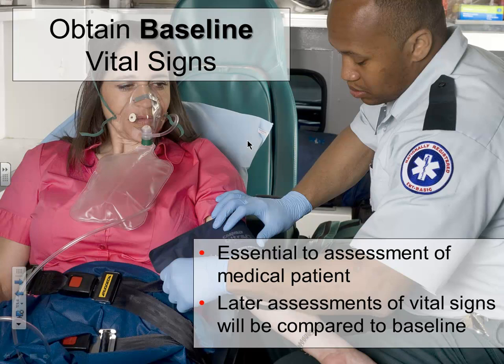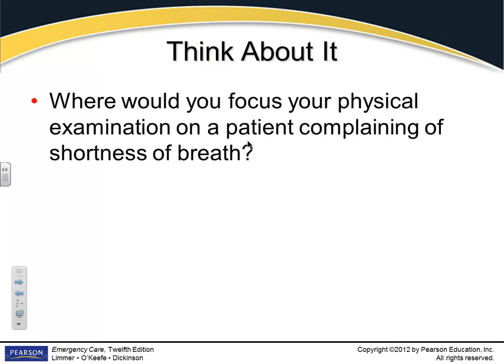And why do we get more than 1 set? The T word. We're establishing a trend. That's right. Okay. Where would you focus your physical examination on a patient complaining of shortness of breath? The respiratory tract. Yeah. Might check the mouth to see if there's any problem there, but you're mostly going to be auscultating, palpating, and what's the last one? Inspecting. Good work.